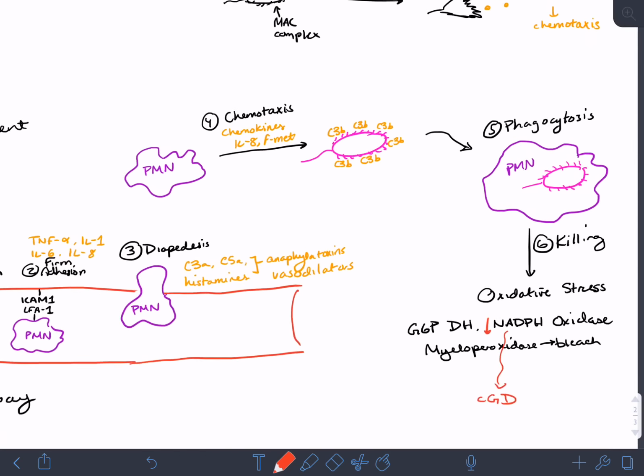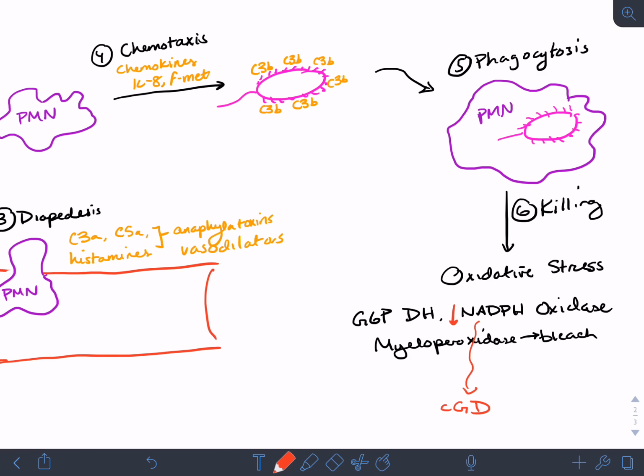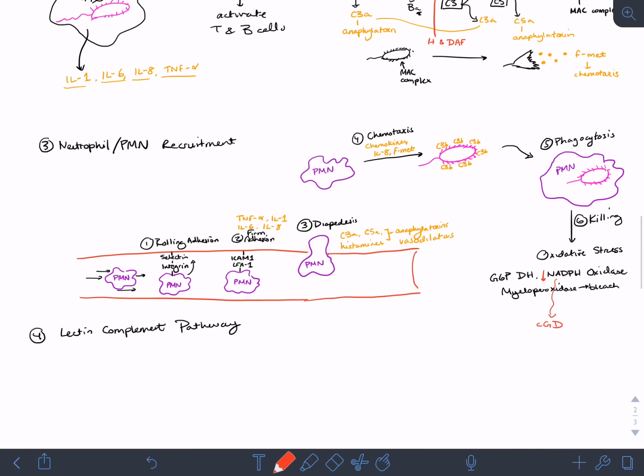Okay? Now, if you have a dysfunctional myeloperoxidase, that's not very clinically relevant because you can still kill the cell without myeloperoxidase. Myeloperoxidase is just going above and beyond. Okay? So this is how neutrophils are going to kill bacteria.